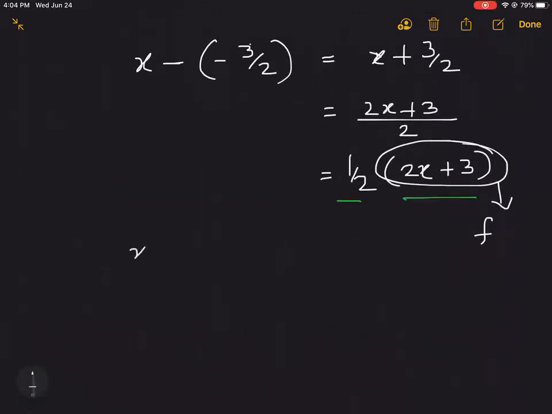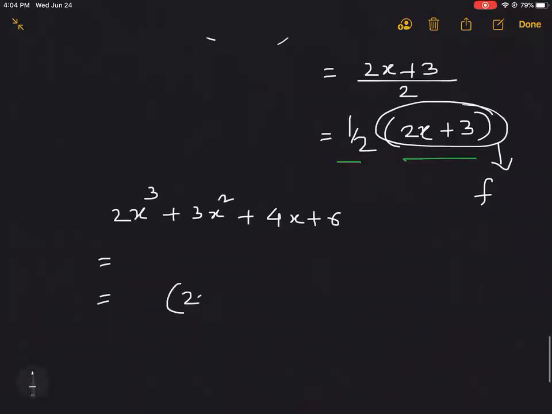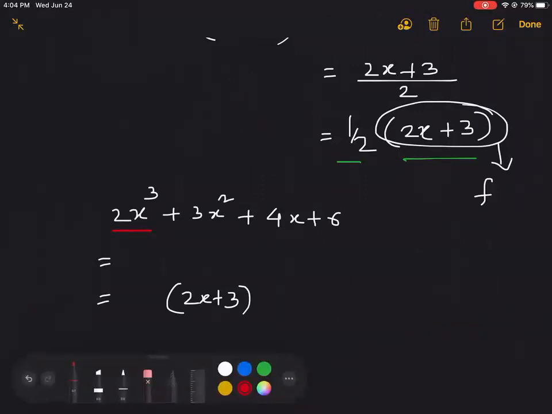So the first line was 2x cubed plus 3x squared plus 4x plus 6. If you remember, we'll start from here, 2x plus 3. So I'm taking 2x plus from this. So I'll still have x squared, right? Because now this will give me 2x cubed.